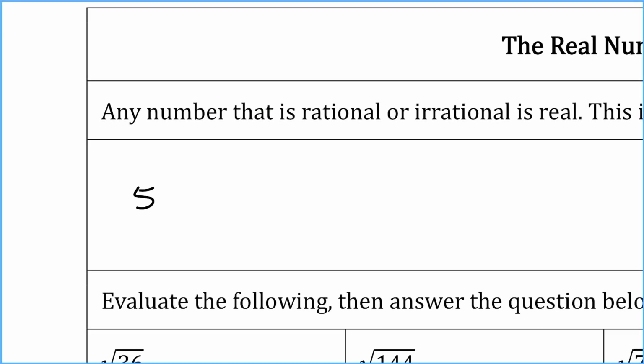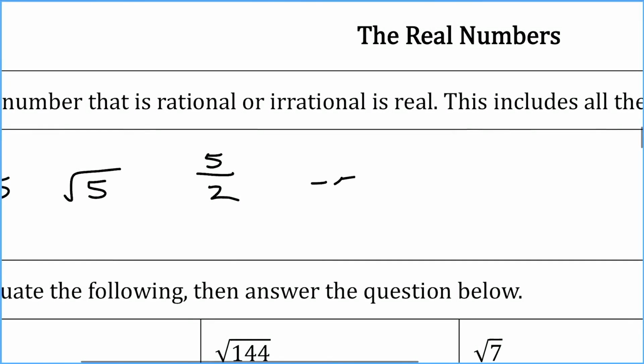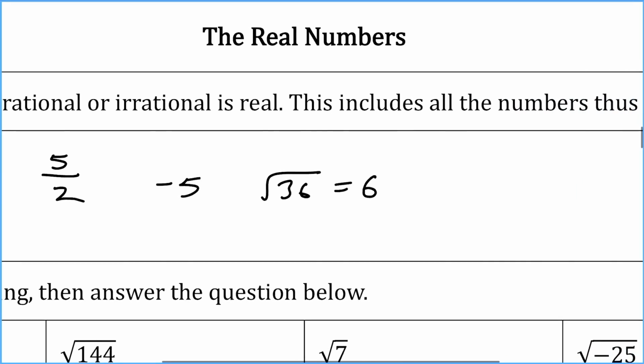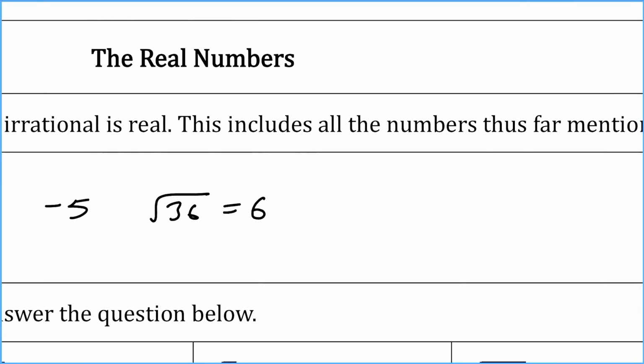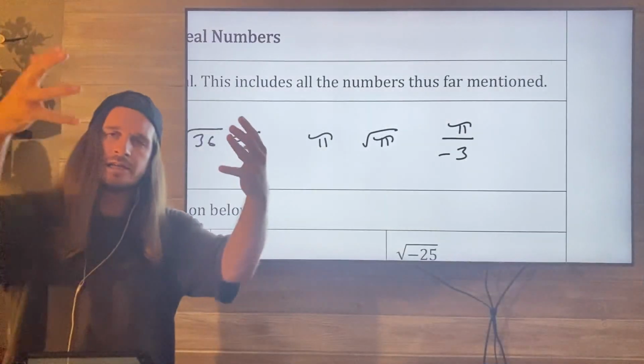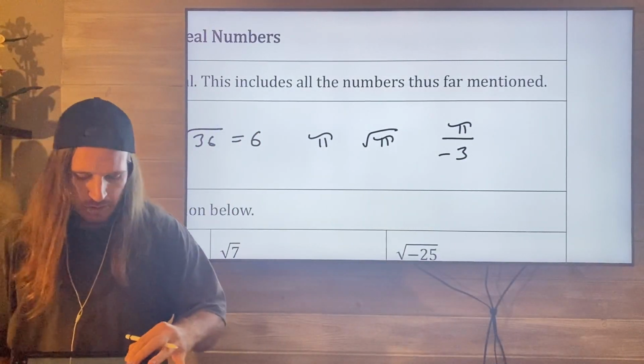So that could be 5, that could be the square root of 5, that could be 5 divided by 2, it could be -5, right? It could be the square root of a perfect square like 36, which is really just 6. That's rational, which means it's real. You could have pi, you could have the square root of pi. Pi divided by -3 would be irrational, but bigger, it's real. These are your real numbers.